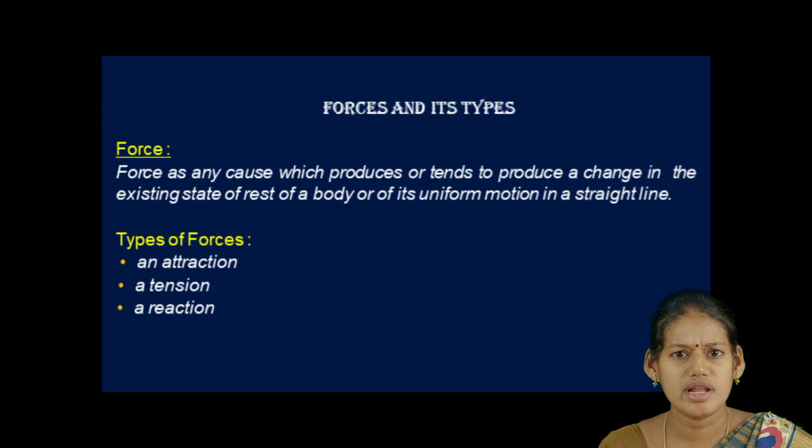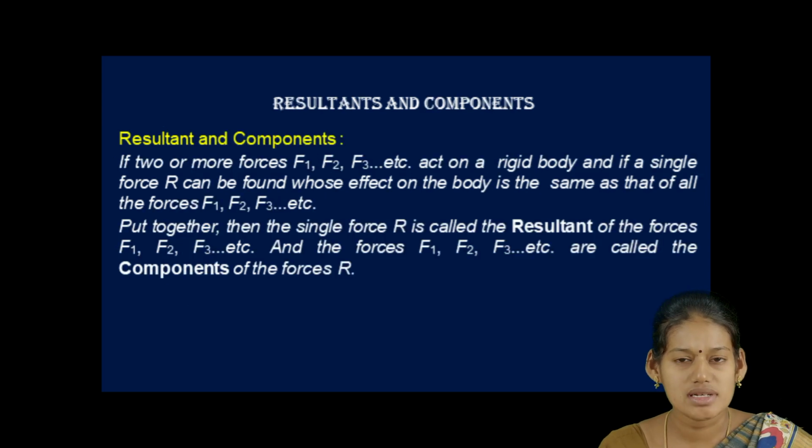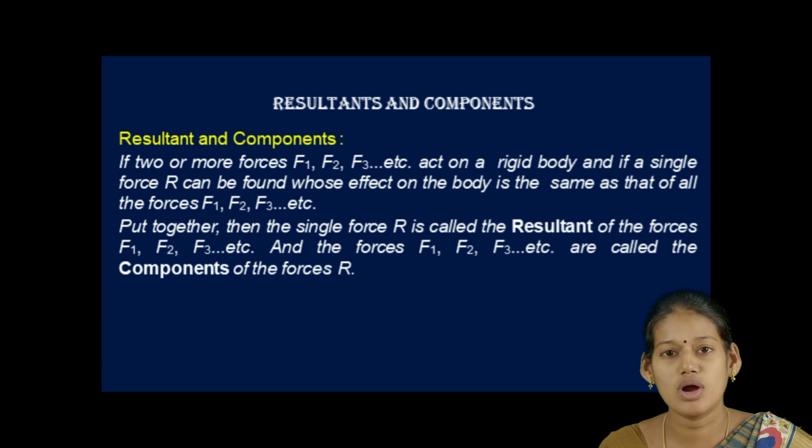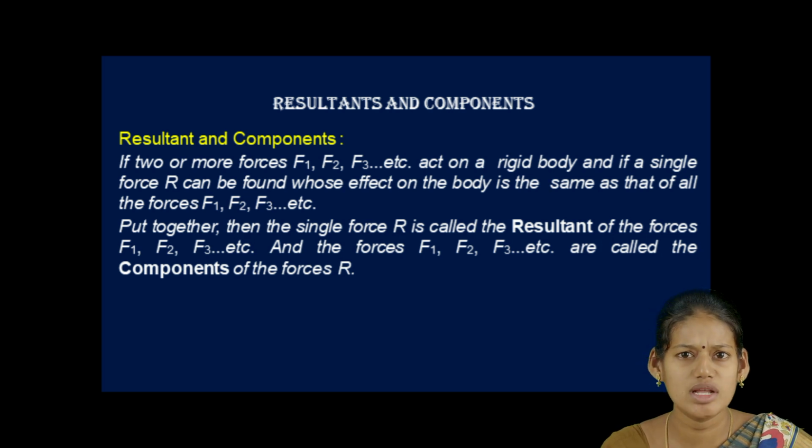We come across many types of forces in real life, such as attraction, tension and reaction. Forces involve some parameters, that are resultant and components. Resultant means if two or more forces F1, F2, F3, etc. act on a rigid body, and if a single force R can be found whose effect on the body is the same as that of all the forces F1, F2, F3, etc. put together, that single force is called the resultant. So the resultant is nothing but the combined force acting on the body, and the forces involved in the body are called the components of the forces.